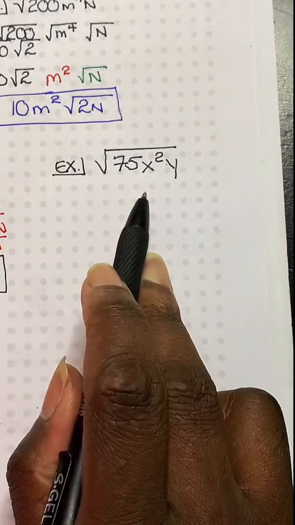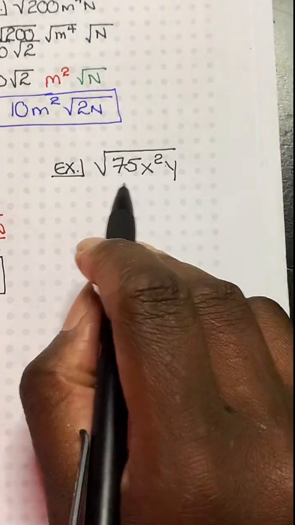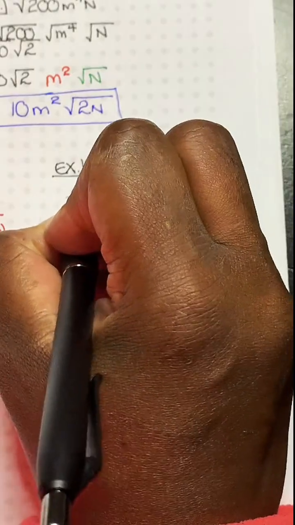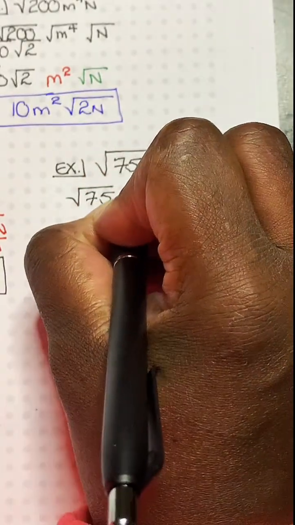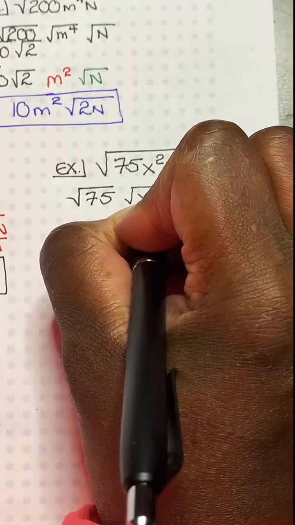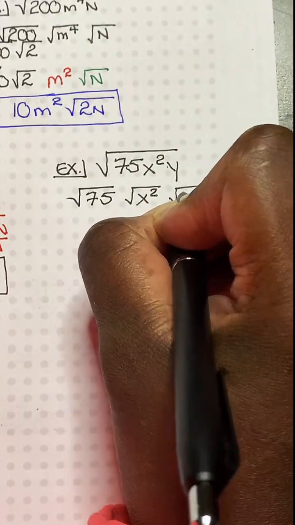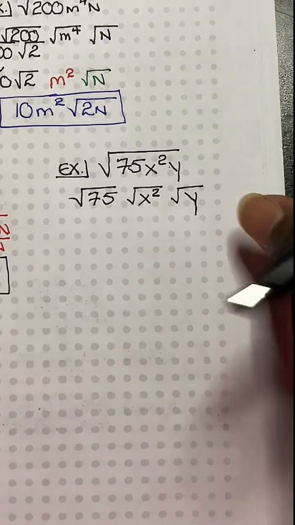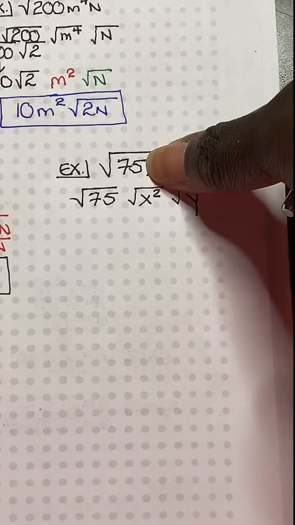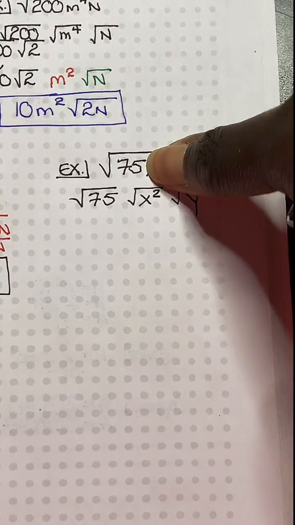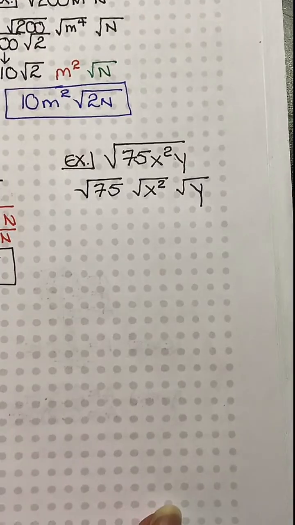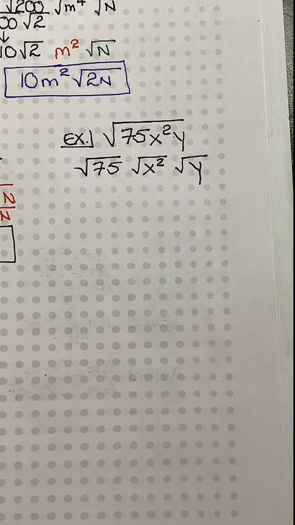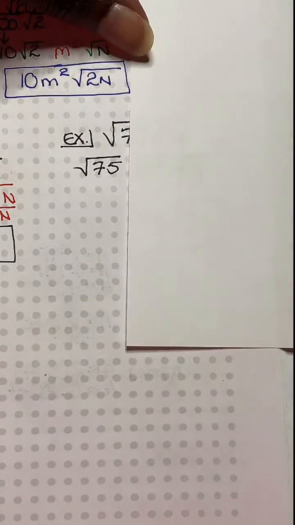Now, first step, here we go. Let's put them in their own radicals. All right. So we have the square root of 75, square root of x squared, and the square root of y. Now, as I said, once you get used to this, you'll automatically be like, okay, boom, square root of 75, and you'll be able to break a 75 down. But for right now, I just want to show it to you step by step. So let's get with the square root of 75.